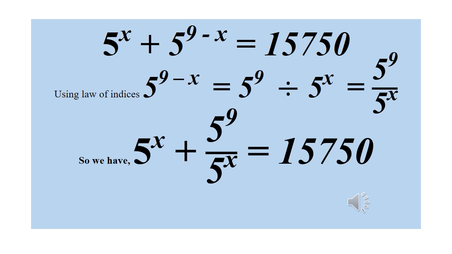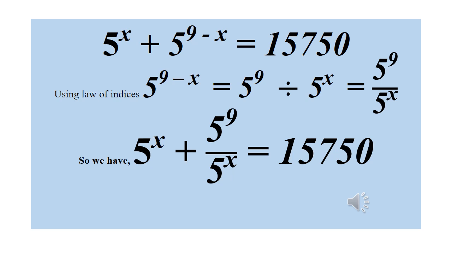So from here, it follows that using the law of indices, since we have 5 raised to power 9 minus x, we can simplify that into 5 raised to power 9 divided by 5 raised to power x. Because since they have the same base, the division there will change to minus. Then we take one of the bases, and we have 5 raised to power 9 minus x, which is the same thing as 5 raised to power 9 divided by 5 raised to power x.